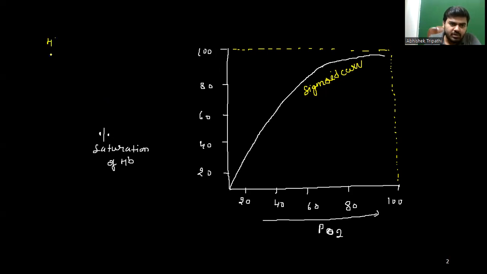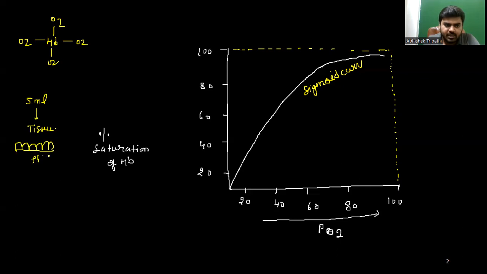Now listen to what I said about hemoglobin: suppose it carries 4 oxygen molecules. Five ml of oxygen is delivered into the tissue. Suppose this is the tissue, for example. So, out of 100%, what can we say?